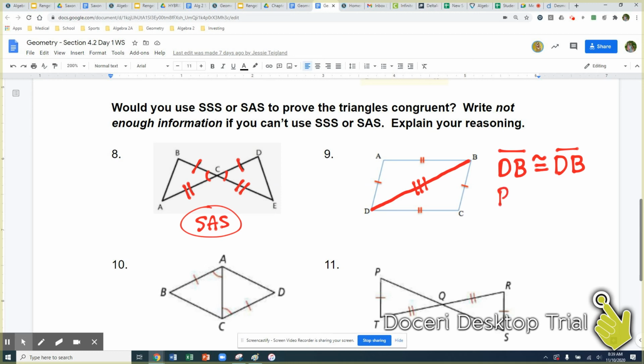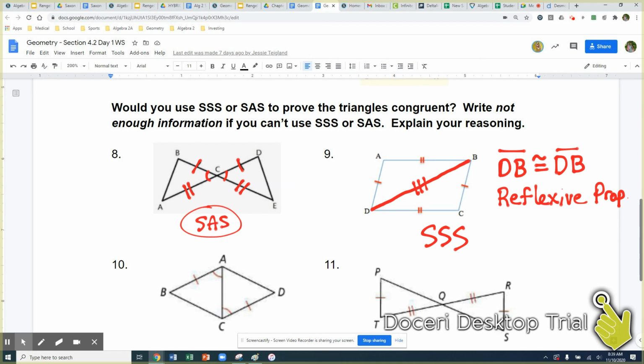Now, what is that called? It's called the reflexive property. So the reflexive property is used when one line is part of both triangles, and that's going to then prove that that third side is also congruent. So for this one we're going to say S, S, and S. Okay, so you can take a look at the rest of the problems.